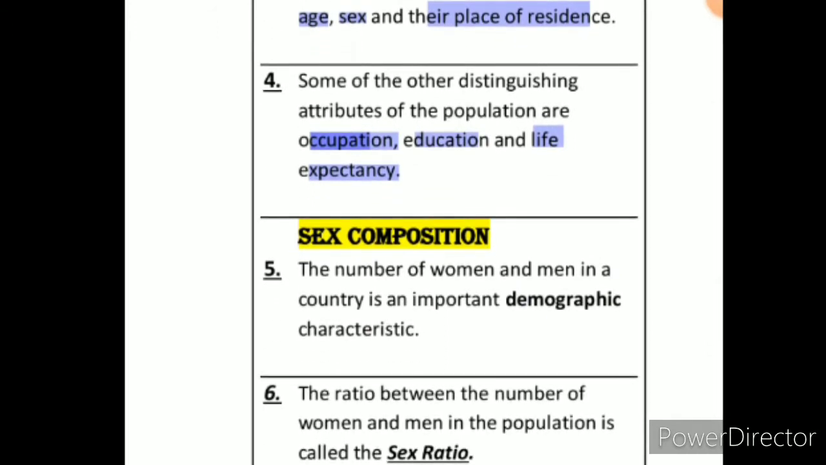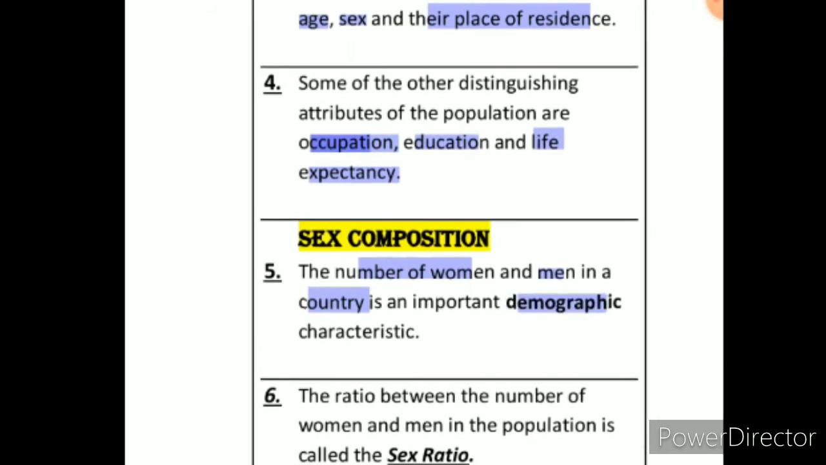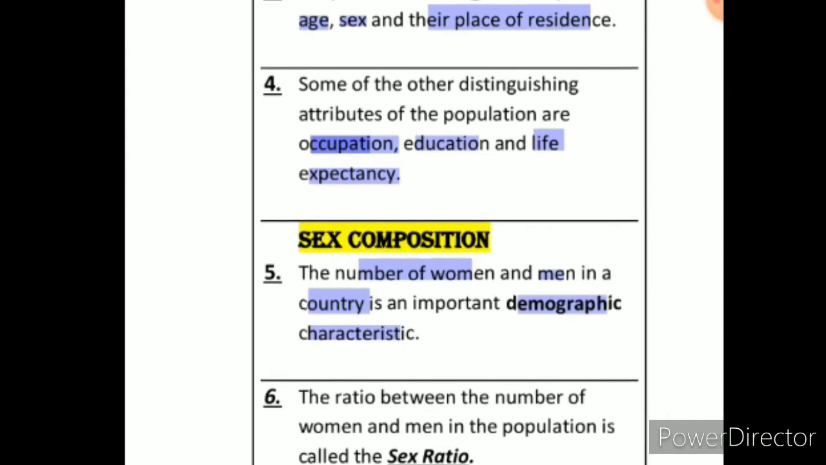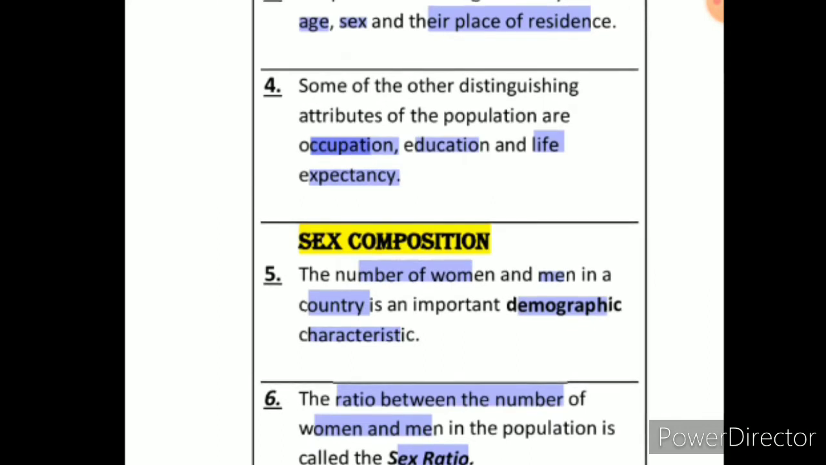Sex composition means what does it mean? We have number of women and men in a country. We have different number of women, different number of men. That makes demography of a country. तो हमारे देश में कितनी औरतें हैं, कितने मेन हैं, उस हिसाब से हमारी डेमोग्राफी बनती है. ठीक है. So how can you define sex ratio basically? The ratio between number of men and women in the population is called sex ratio. आपका क्या ratio है men और women के बीच में? That makes a sex ratio, right?